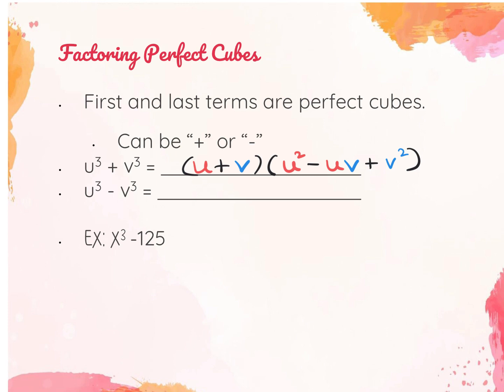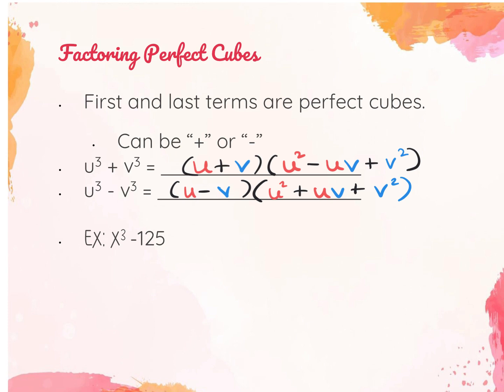When it's the difference of two cubes, we'll start out again by putting u and the v, but this time the same sign, so it was already originally subtraction. And then I square the u, opposite of the original, and then u times v, always positive, the v squared. So notice it has the same u's and v's. What's changing are the signs in between each term.